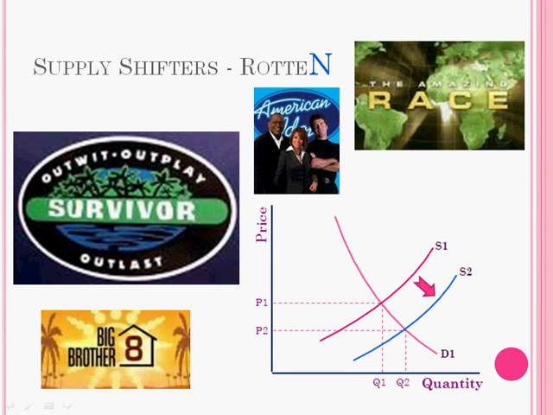Finally, the N stands for the number of suppliers. You know, originally there was one reality TV show. It started out with Survivor. Now there's a whole bunch. American Idol, Amazing Race, Big Brother, all of these reality TV shows have increased the supply. So as consumers, we actually have more to choose from. So the number of suppliers impacts supply and causes it to shift as well.